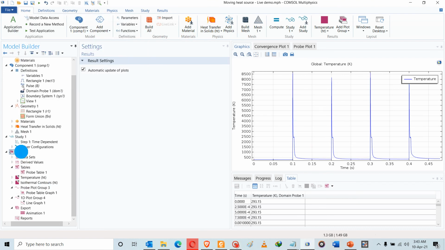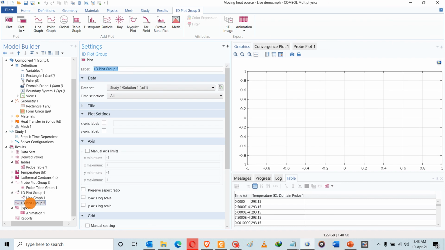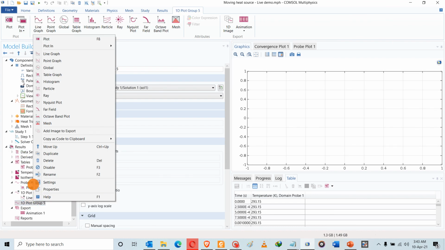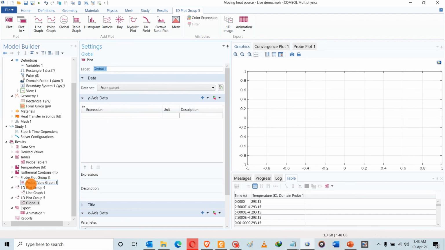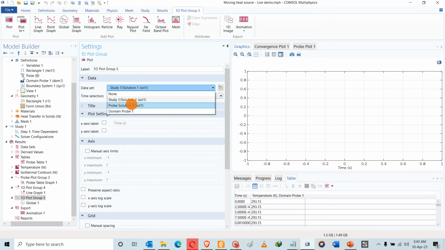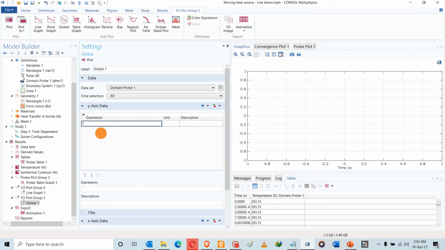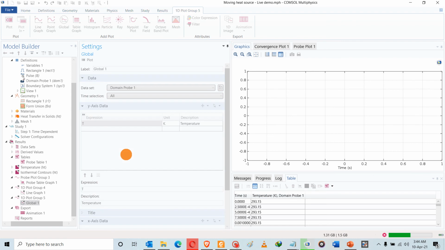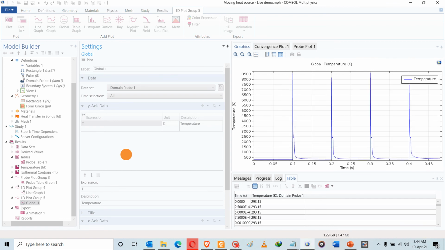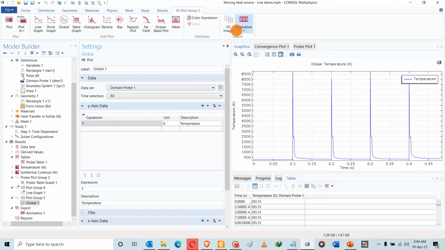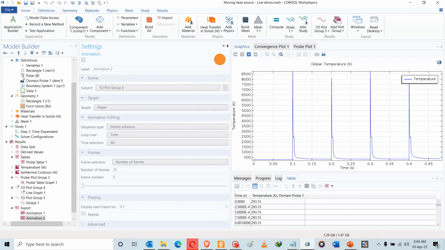Let's see if we can animate this probe plot, and extract data from a domain probe, and the expression is temperature, then a player.